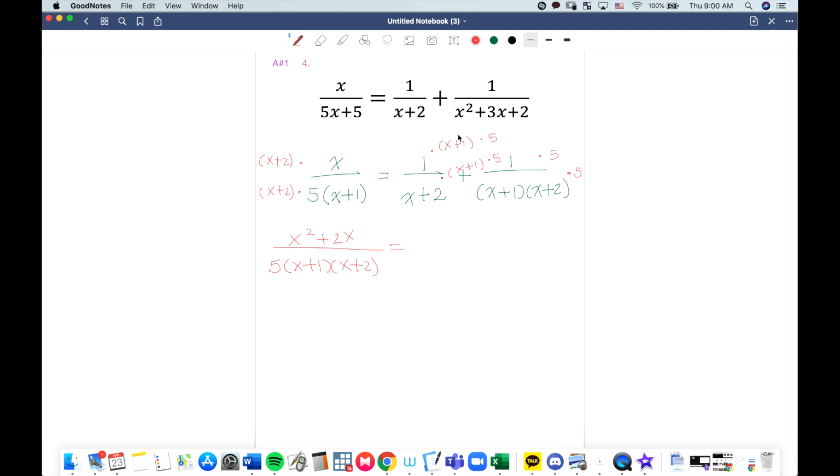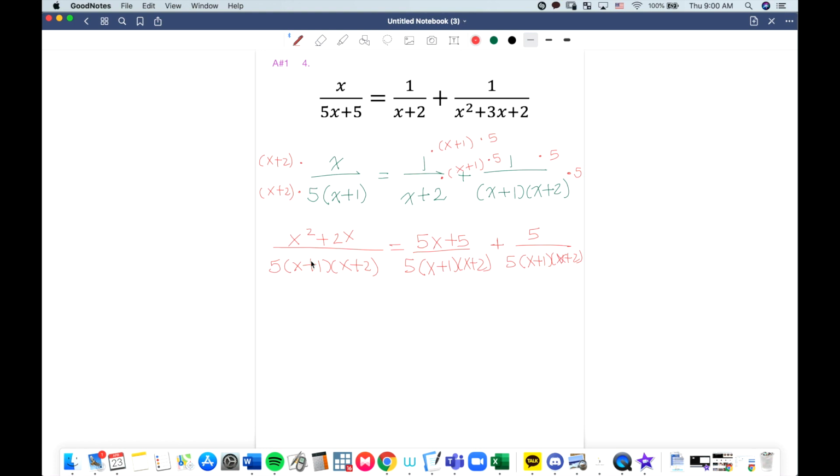1 times x plus 1 times 5. That's 5x plus 5. In the denominator, I have the 5. I have the x plus 1. And I have the x plus 2, just like the first fraction here. Okay, plus, we can't forget that because it is asking us to add these two fractions. 1 times 5 is 5. And for the denominator, I have the 5. I have the x plus 1. And I have the x plus 2.